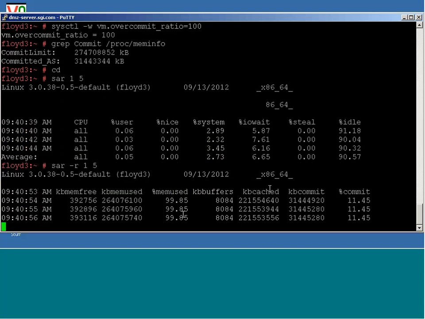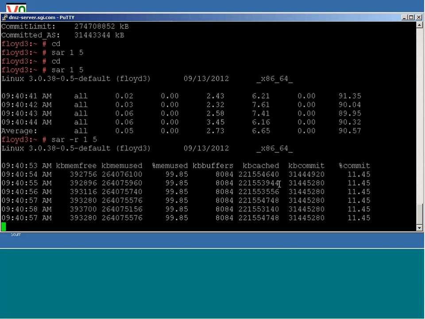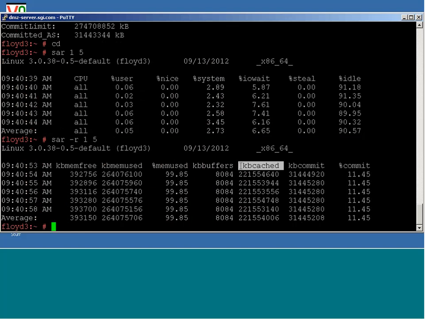So all my memory is being used. Most of it is cached. And again, I'm trying to reinforce what can be in that cached field. We don't know yet. No raw I/O. Okay, 8 meg is nothing to worry about there.